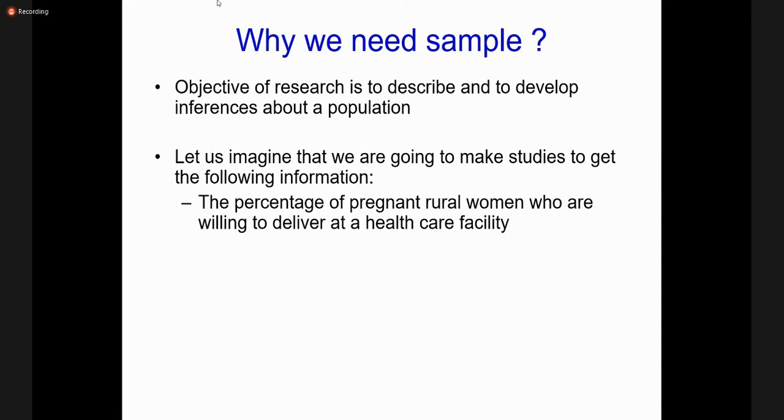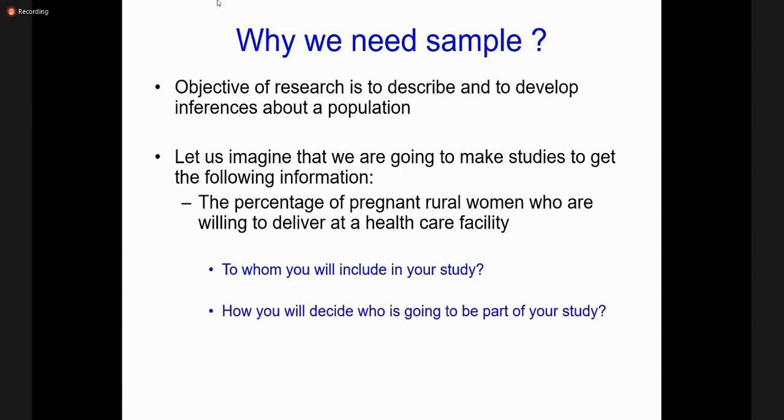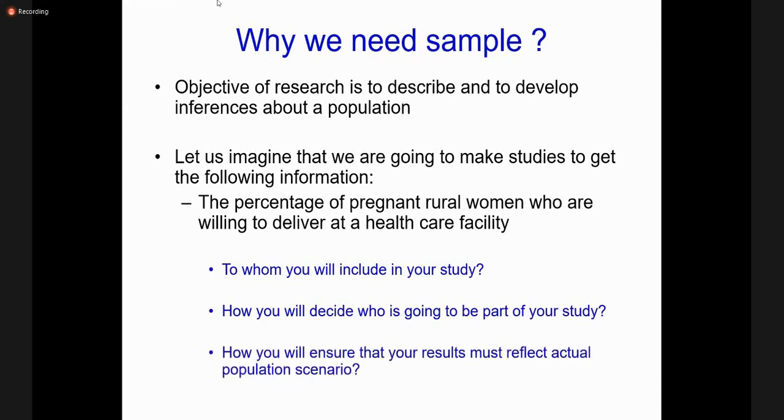So what you need to know before you conduct the survey is to whom you will include in your study. Will you include all the men and women in the community you are targeting? That is, of course, a rural community. Or how will you decide who is going to be part of your study? All the pregnant women in the rural community? Or all the women, or only pregnant women, or what else? And number 3, how you will ensure that your results must reflect actual population scenario.